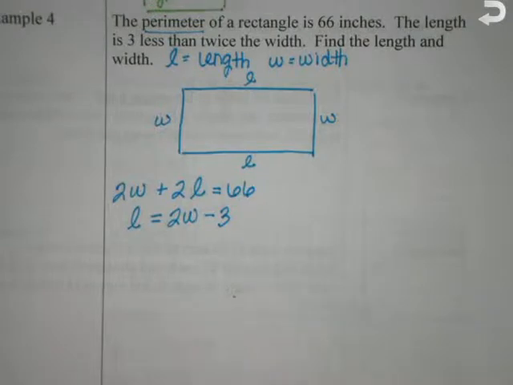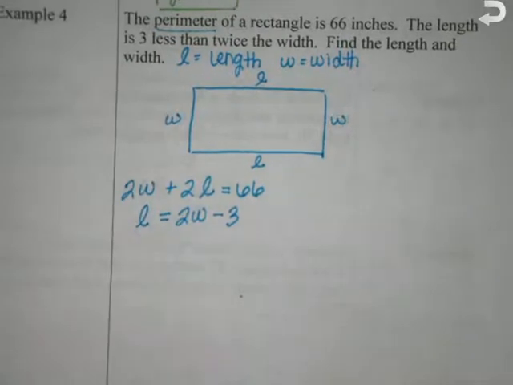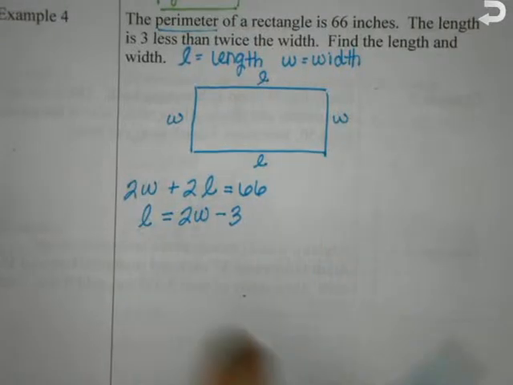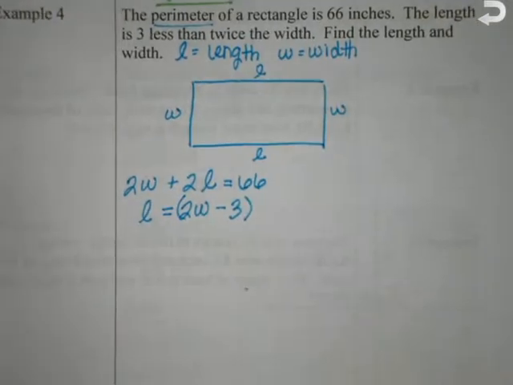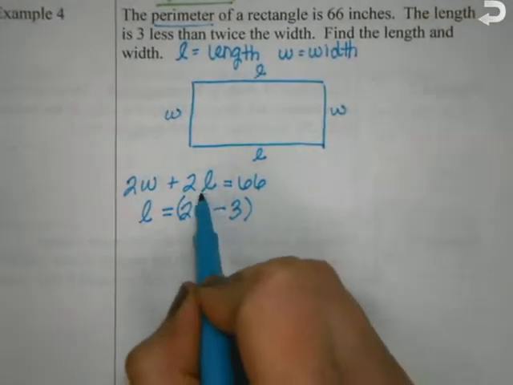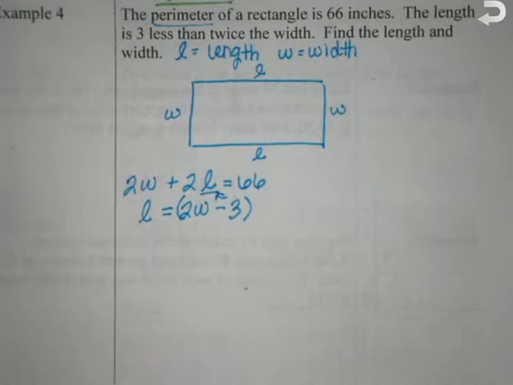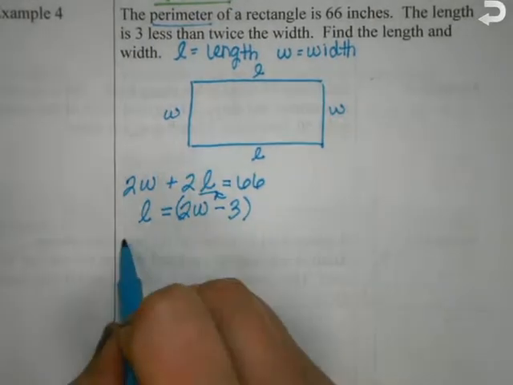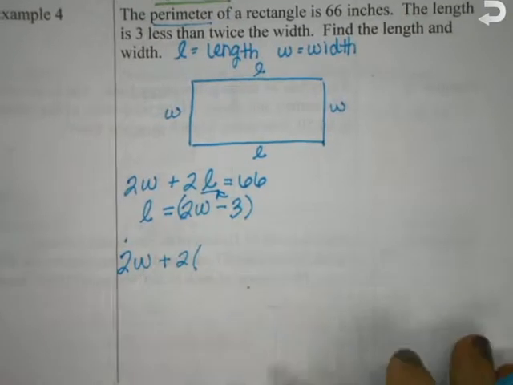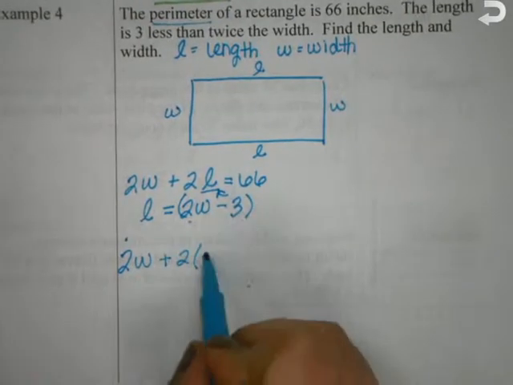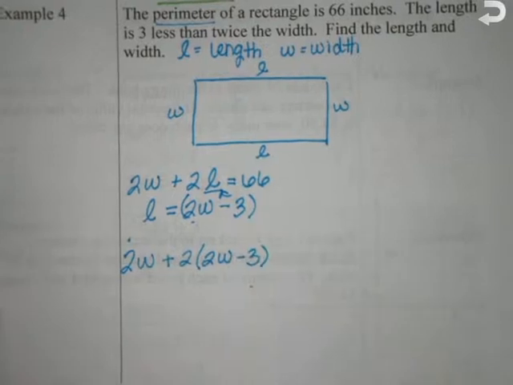Okay, so we have 2 equations here. What method am I going to use? Substitution, because we already have L solved for. So put parentheses around that 2W minus 3, and plug it in for L in the other equation. So that's going to give me 2W plus 2 times (2W minus 3) equals 66.